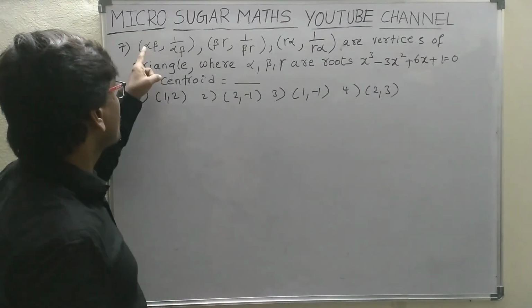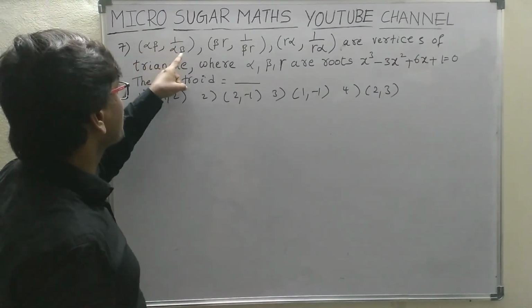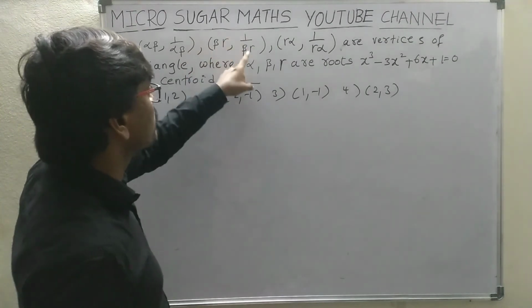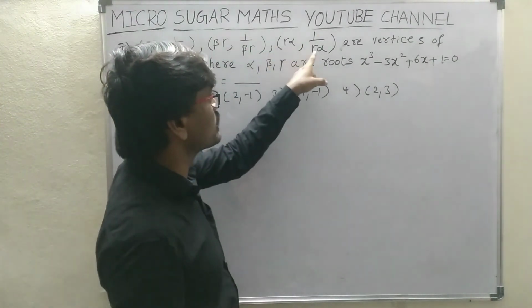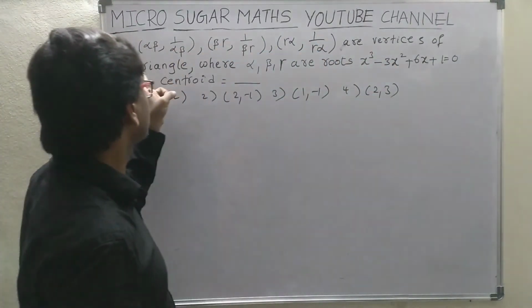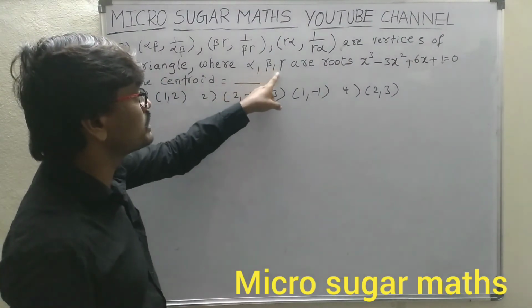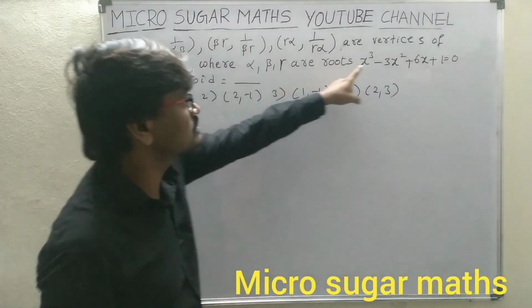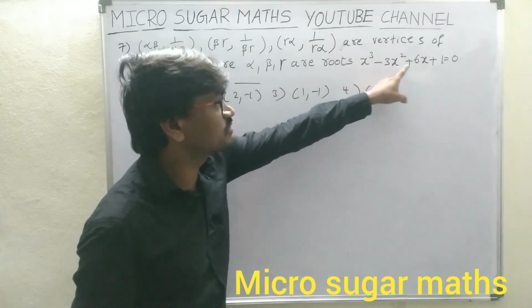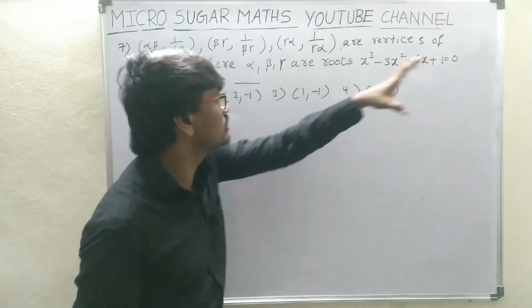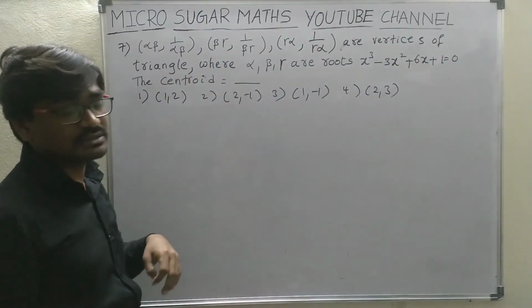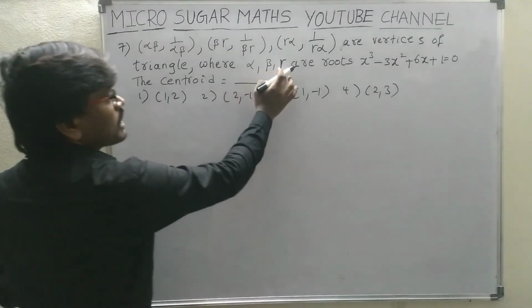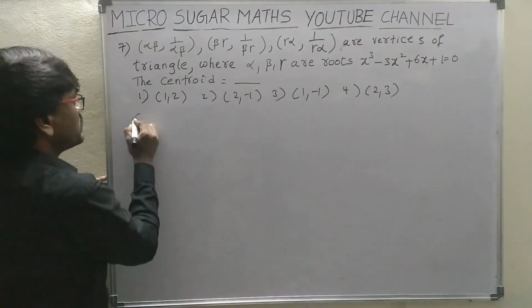Our next problem: alpha, beta, 1 by alpha beta, beta gamma, 1 by beta gamma, gamma alpha, 1 by gamma alpha are the vertices of a triangle where alpha, beta, gamma are roots of x cube minus 3x square plus 6x plus 1 is equal to 0. Then what is the centroid? Students, alpha beta gamma are roots. Then find out the sums immediately.